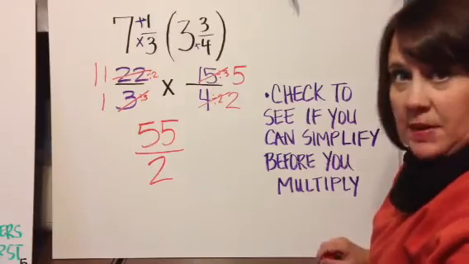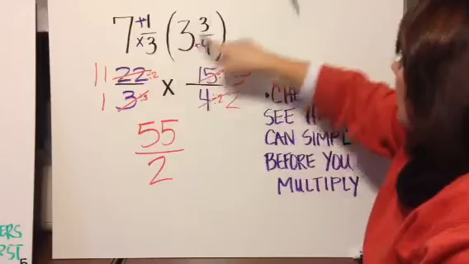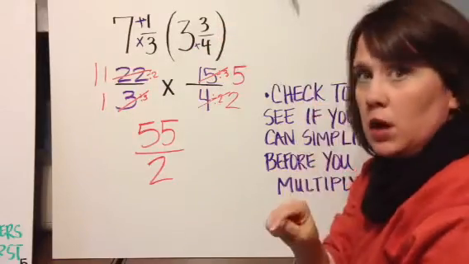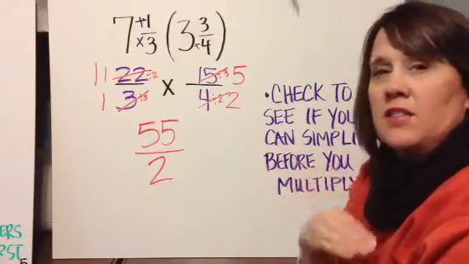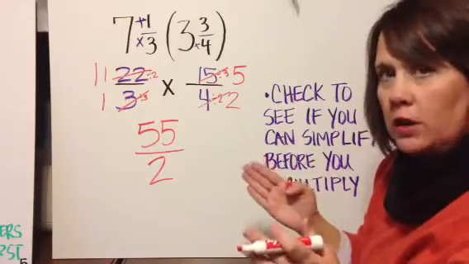Let's stop this time and estimate first. 7 and 1/3 is close to 7 whole. 3 and 3/4 is almost 4 whole. 7 times 4 is 28. My answer should be somewhere around 28.